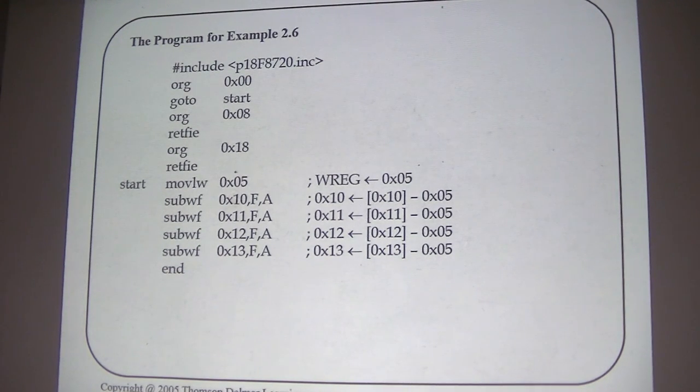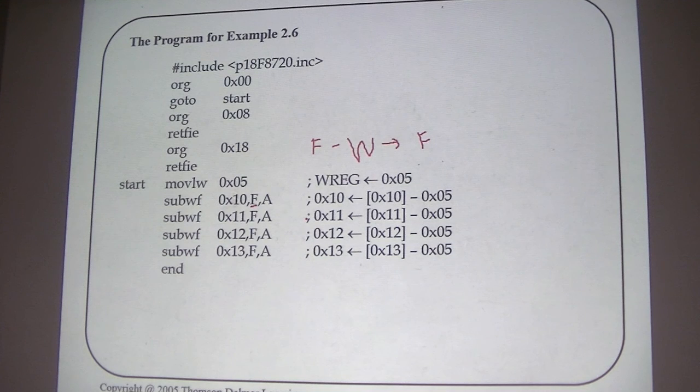So what we do, we actually load and then we use sub WF because this is F minus W. This instruction is F minus the W register, and you store the answer at F. So that's why you can see that the destination is F. We have already done this in tutorial. Any question on this? Can we skip to the next one?